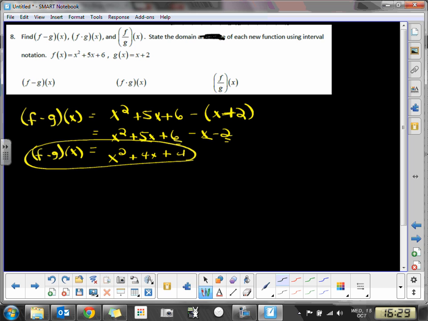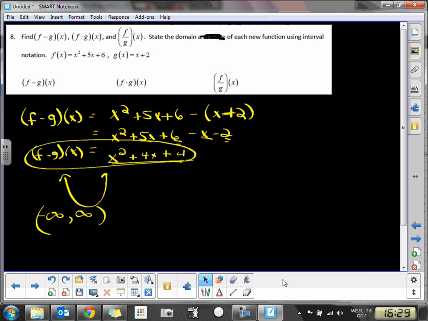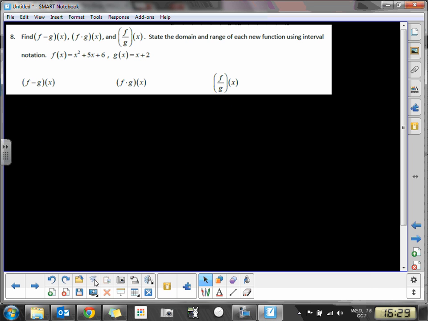The domain restriction, well, in this case, there is no restriction. It's a quadratic equation. A quadratic equation is a U-shape, and there are no gaps, omissions, or vertical asymptotes. So it is defined for all numbers. Since it's defined for all real numbers, and we're putting them in interval notation, our domain is from negative infinity to positive infinity. So next we're going to do the operation of multiplication.